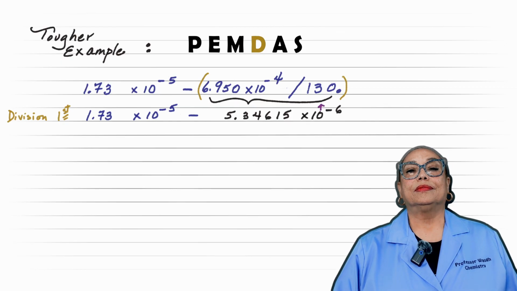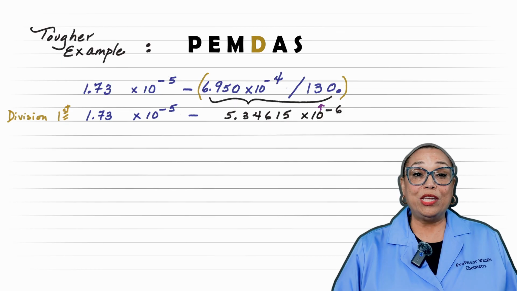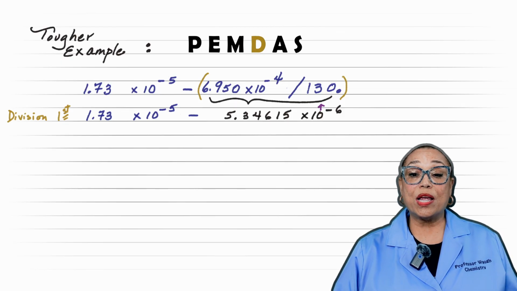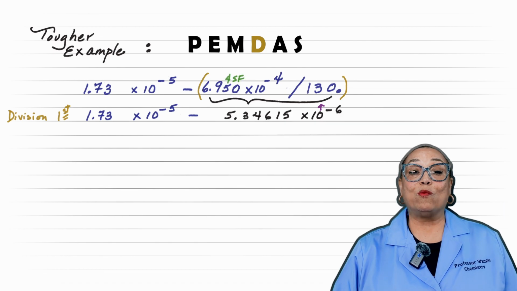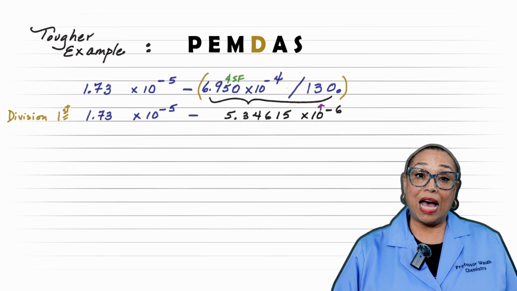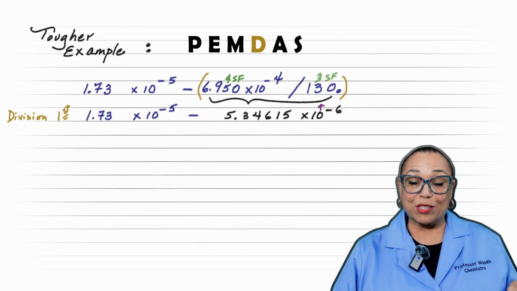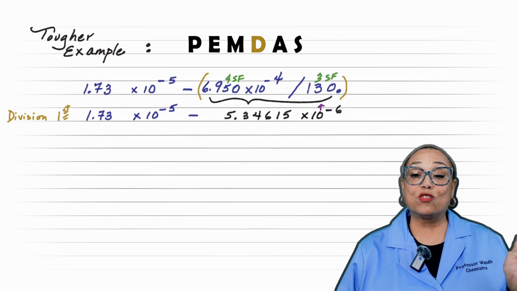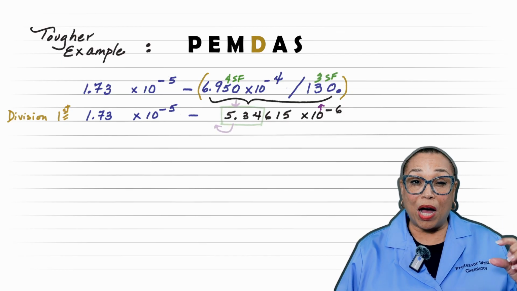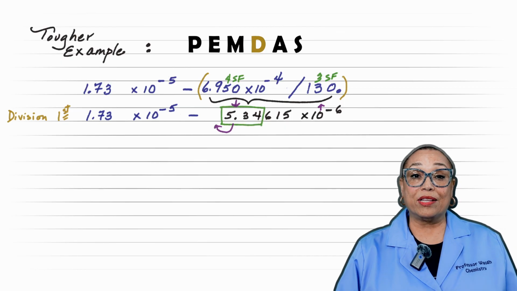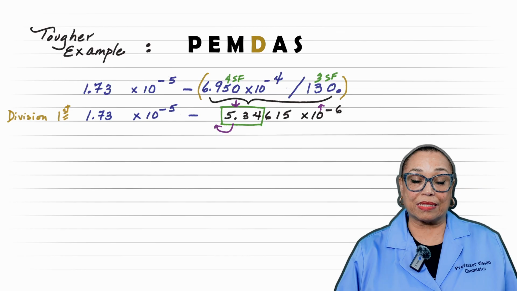Now, look up above, and we know that 6.950 times 10 to the minus 4 has 4 sig figs, and 130 dot has 3 sig figs. Okay, so the least number of sig figs is 3 sig figs. So I box them in the answer below, the 5.34615 times 10 to the minus 6.